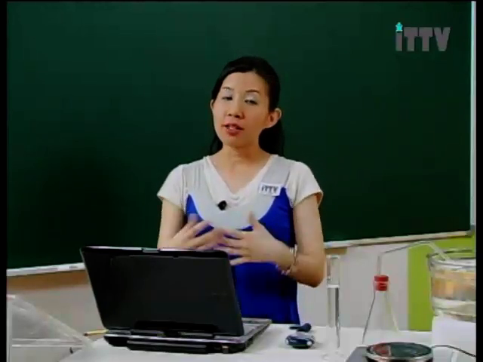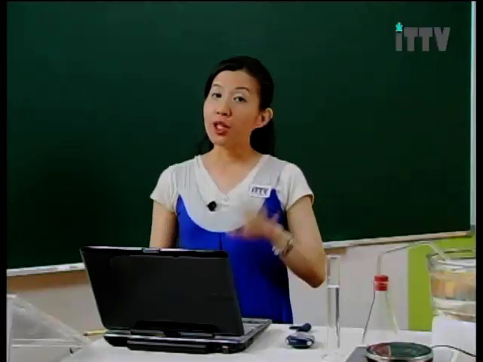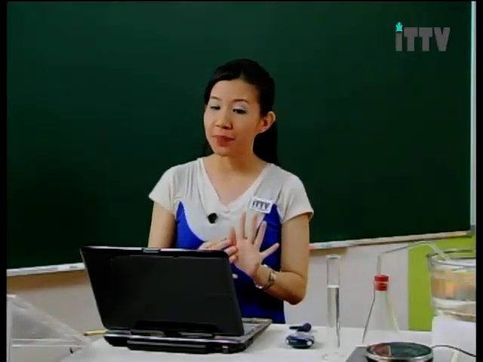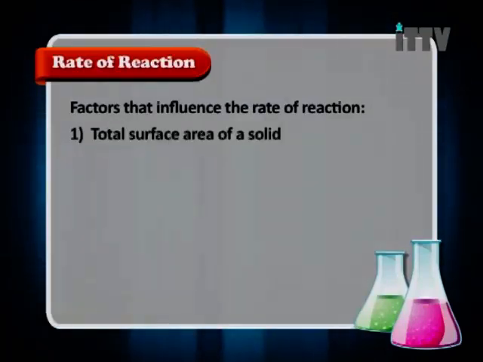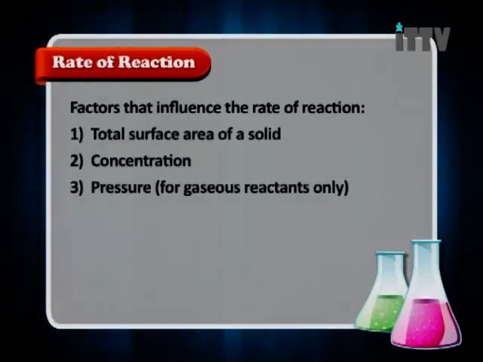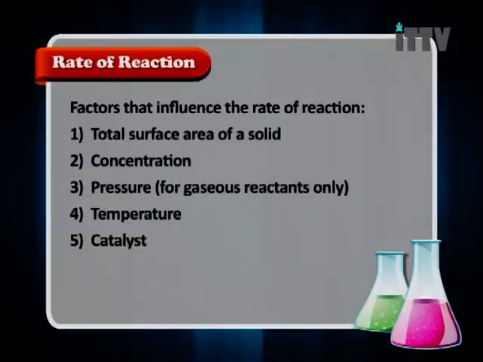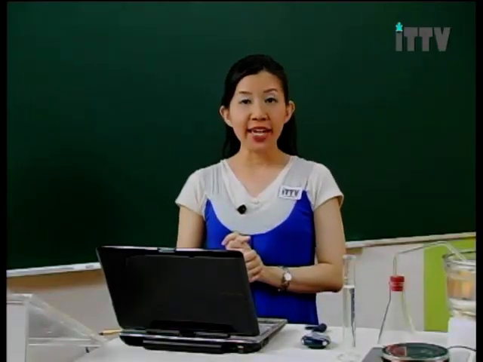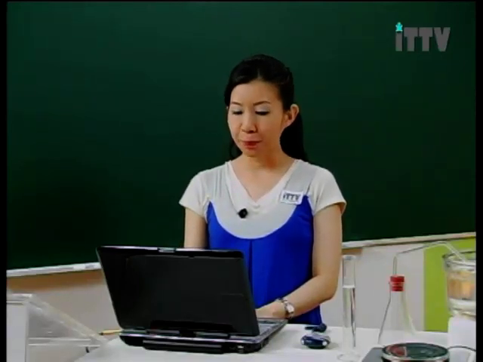So what are examples of factors that influence the rate of reaction? There are in total 5 different factors that will affect any reaction. Firstly, the total surface area of a solid. Secondly, concentration. Thirdly, pressure. This is only for gaseous reactants. Fourthly, temperature. And fifthly, catalyst. So those were the 5 different factors that will influence the rate of reactions.